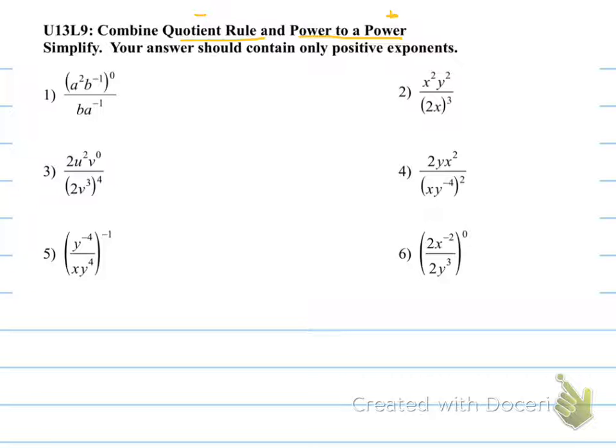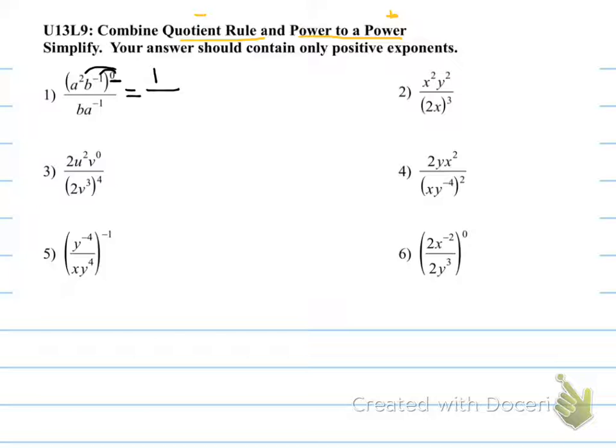Okay, so with number 1, I want to point out a few things. The first thing is this 0 power. We know that if we're taking something to a power, we have to multiply. So we'd multiply both of these exponents by 0. But what do we know about 0? It gets us 0, right? And anytime you have an exponent that's 0, it gets us 1. So the numerator just turns into 1, because a to the 0 power is 1 and b to the 0 power is 1.